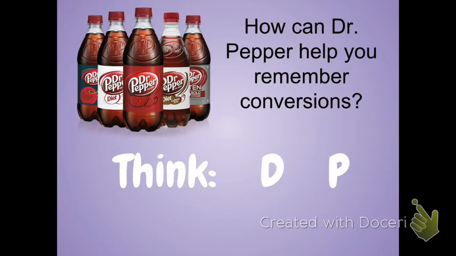So Dr. Pepper can help you remember decimals and percent. D stands for decimal, P stands for percent. If you're going from a decimal to a percent, you move the decimal to the right. Decimal to percent, you move the decimal to the right, because Dr. Pepper. If you're going from a percent to a decimal, you move the decimal to the left, the opposite. Does that make sense?